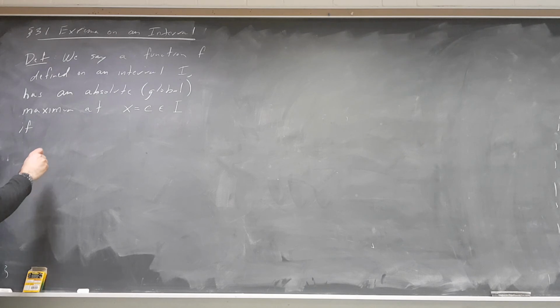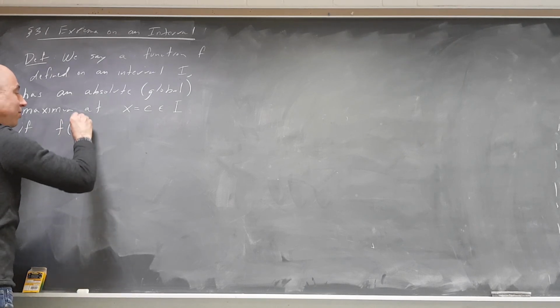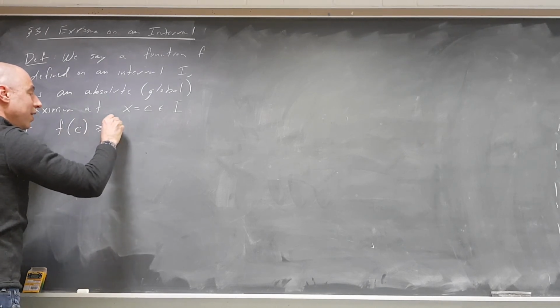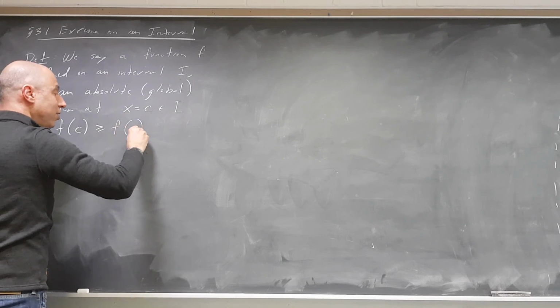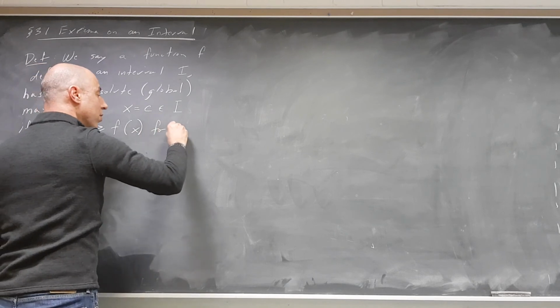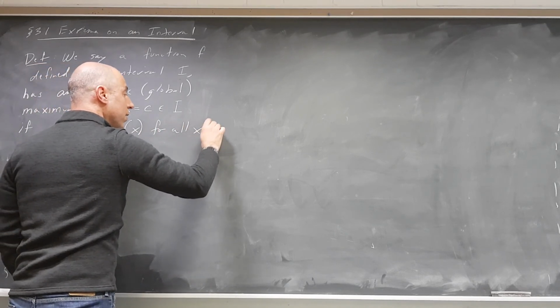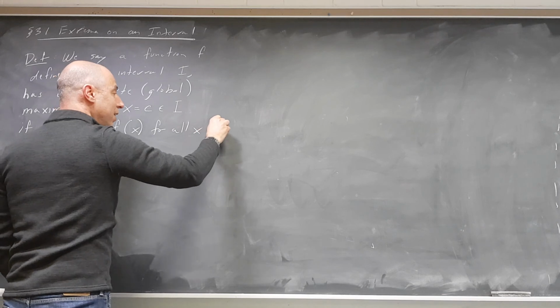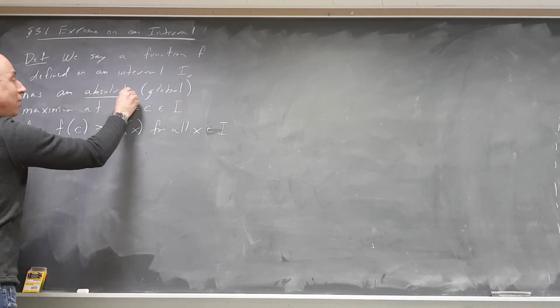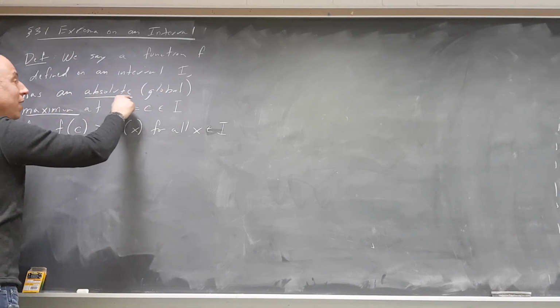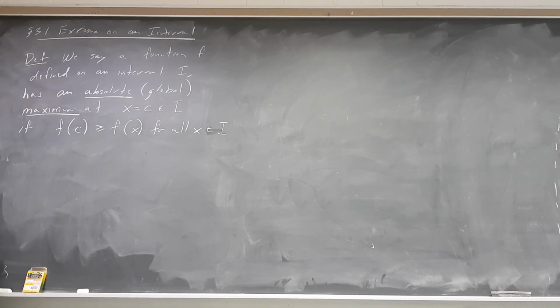If f of c is at least as big as f of x for all x in, remember that symbol in, the interval I. So before we go on to minimum, absolute or global maximum, you can use absolute and global as synonyms here. Before we go on to minimum, let me just draw you a picture.